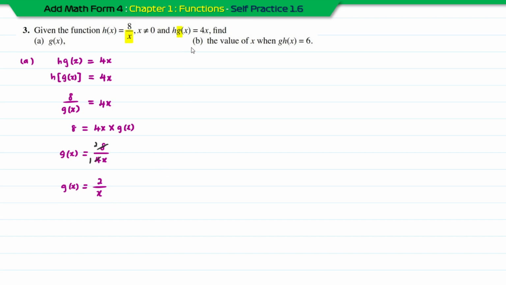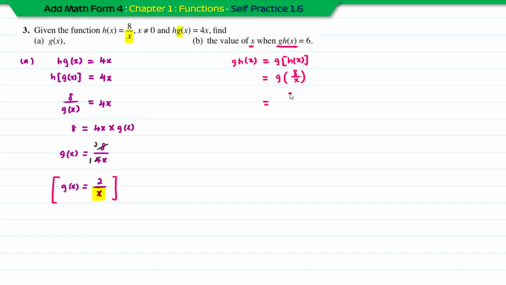Next, we're going to move to part B. The question is asking you to find the value of x when the composite function gh is equal to 6. Before we solve it, let us first find the composite function gh. The composite function gh is formed when you insert the function h into the function g. The function h is the one given in the question, which is 8 over x. So this is the one that we're going to insert into our function g that we found in A.